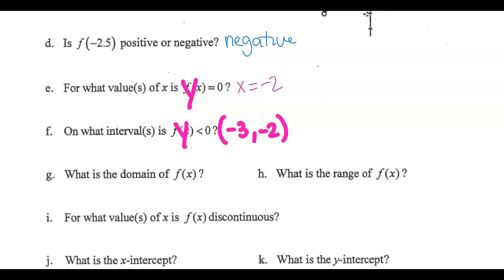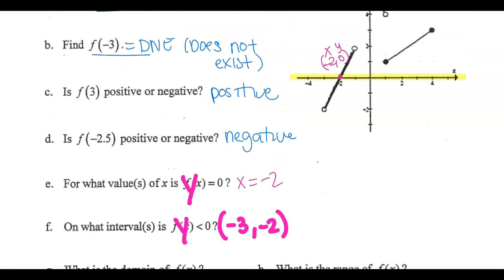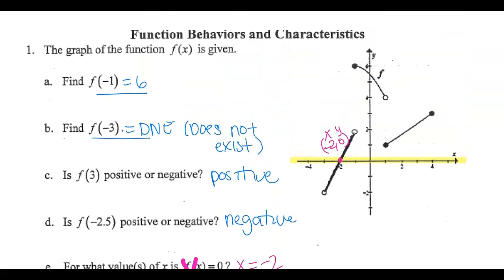The next question asks for your domain and range. So looking at the graph, try to identify what's your domain and what's your range. Just do it before I do. What's the domain and what's the range? Domain goes from left to right. Range goes from bottom to top.